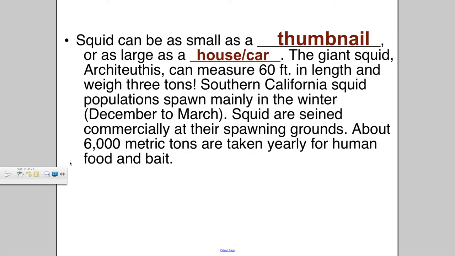All right. Someone read this last paragraph for us. Go ahead, Talia. Try to sound it out. The CH sounds like a K. Oh, that sounds about right to me. That's a Greek word.